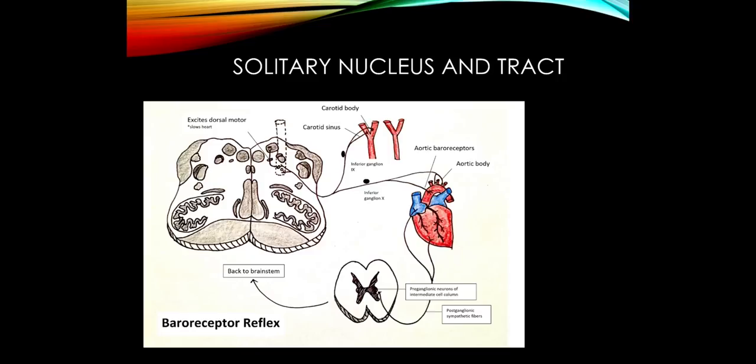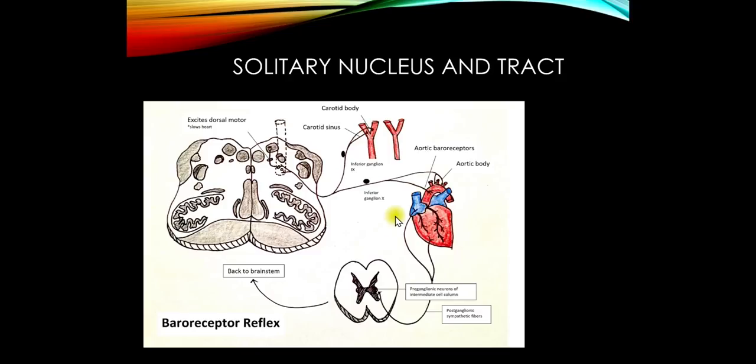And so remember, sympathetics are fight or flight. Parasympathetics is rest and digest. So when you stimulate the dorsal motor nucleus of the vagus, since it's parasympathetic, it then has an effect to slow the heart rate down and to lower the blood pressure.